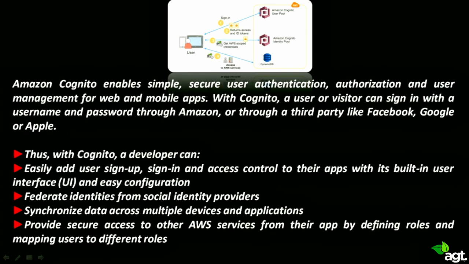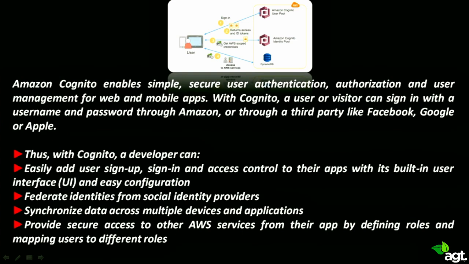So what is Amazon Cognito used for? Amazon Cognito enables simple and secure user authentication, authorization, and user management for web and mobile applications. With Cognito, a user or visitor can sign in with a username and password through Amazon, or through a third party like Facebook, Google, or Apple. With Cognito, a developer can easily add user sign up, sign in, and access control to their application with its built-in user interface, UI, and easy configuration process.